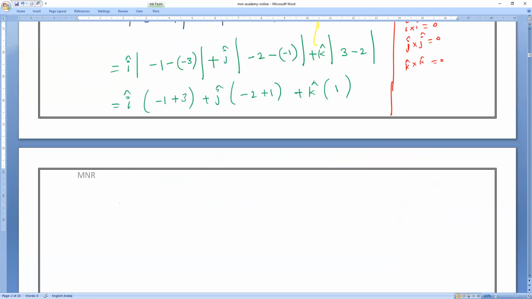So if you solve it, what will the equation be? Torque is equal to minus 1 plus 3, which is 2 I cap, plus minus 2 plus 1 which is minus J cap, plus K cap.